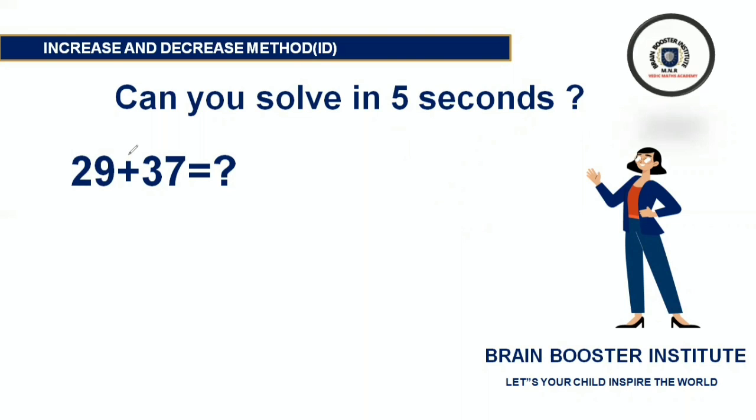First of all, we need to identify which of these two numbers is very close to an easier number. For example, for 29, the closest easier number is 30. And 37 is closest to 40. But by comparison of the difference, 29 is very close to 30. So I am selecting the easier number as 30, not 40. Why? Because by comparison, 37 is not as close to 40. So I'm taking 30, and the difference between 30 and 29 is 1.